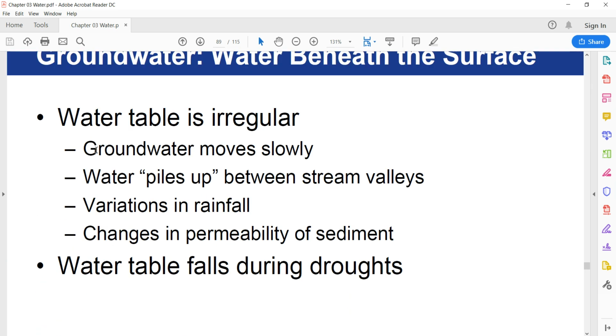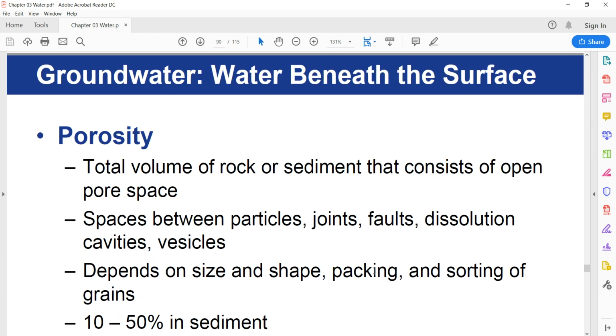Water table is irregular. Groundwater moves slowly. Water piles up between stream valleys. Variations in rainfall, changes in permeability of sediment. So these are the factors that control the level of the water table. Water table falls during drought or during the dry season.